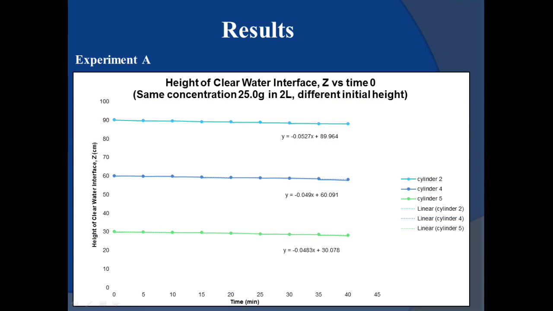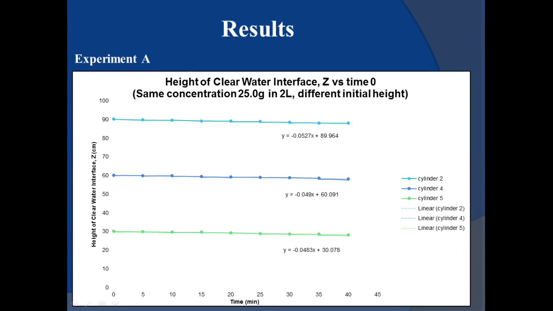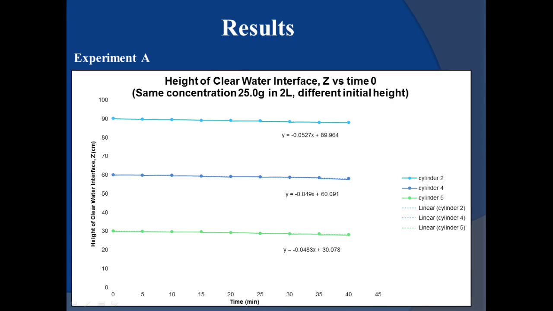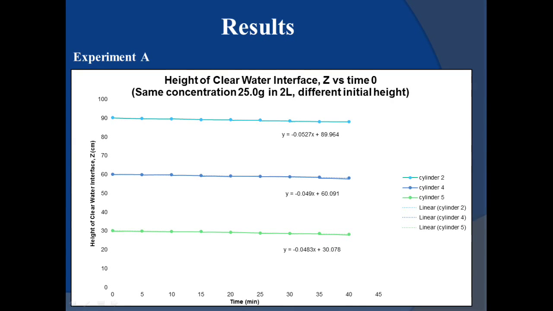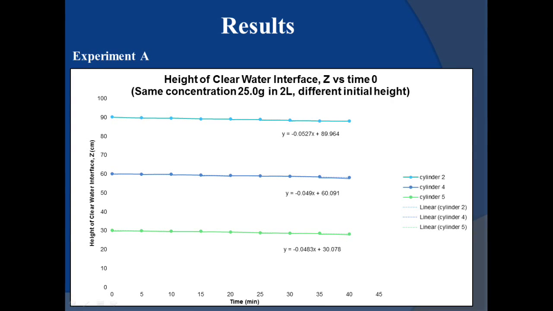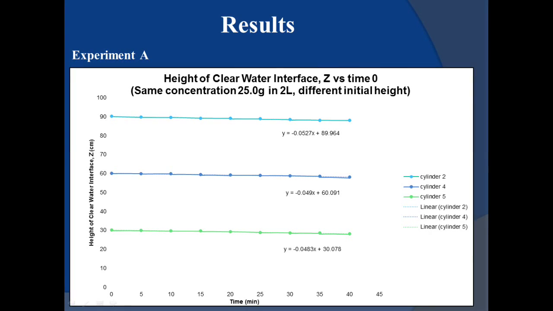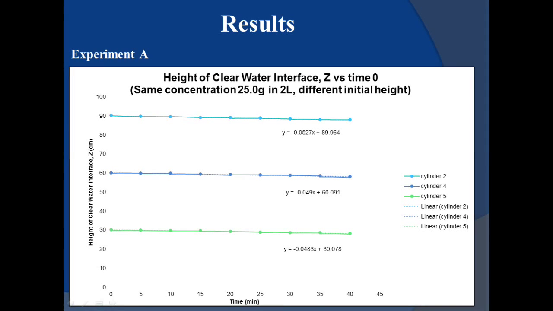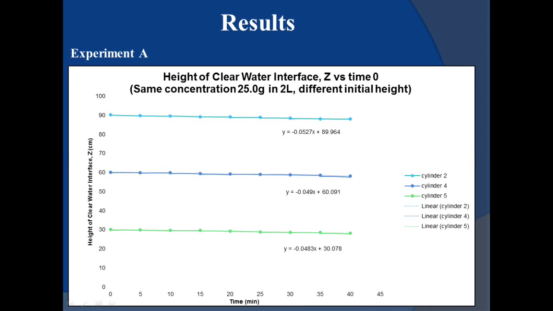Okay, now let's analyze the first graph obtained. For this graph, we compare cylinders 2, 4, and 5, which has the same concentrations but different initial heights, 90 cm, 60 cm, and 30 cm respectively. The height of the clear liquid interface decreases with decreasing initial height. However, the height of the suspension does not affect either the rate of settling or the consistency of the sediment. As can be seen from the graph, the trend of the graphs for all the 3 cylinders are the same.